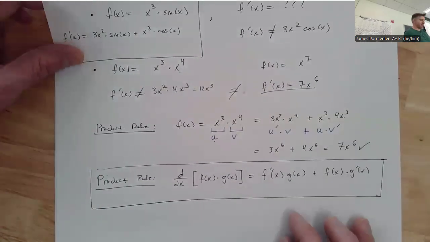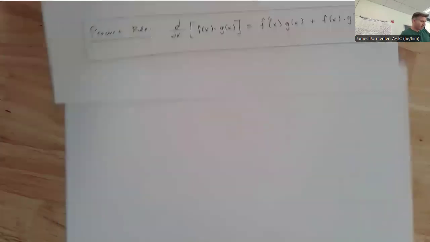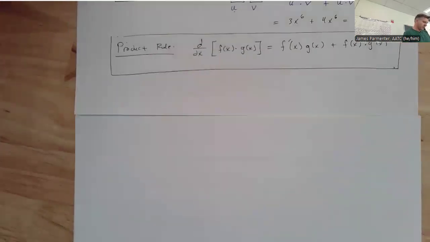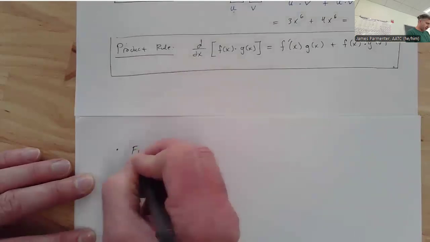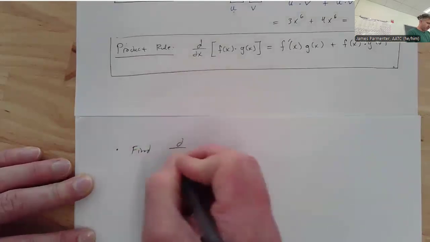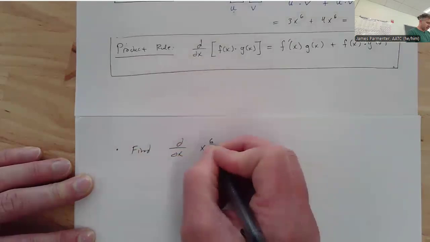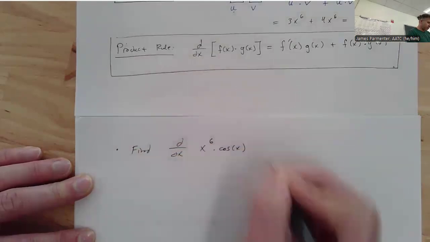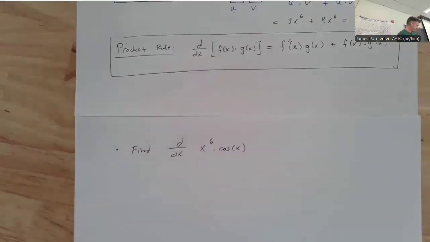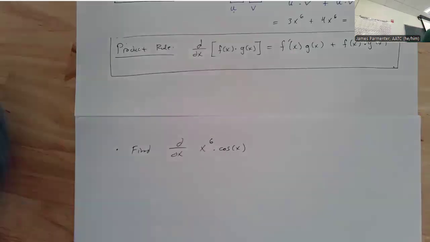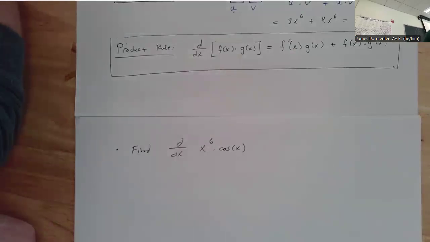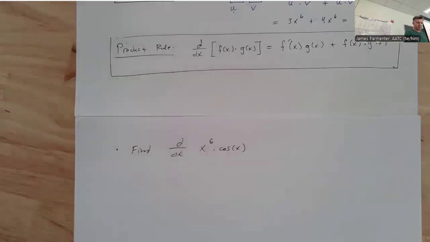What time is it? Okay, not that much time left. Sure. So let me ask you all in a similar way, find the derivative of x to the sixth times cosine of x. Shouldn't be too terrible.